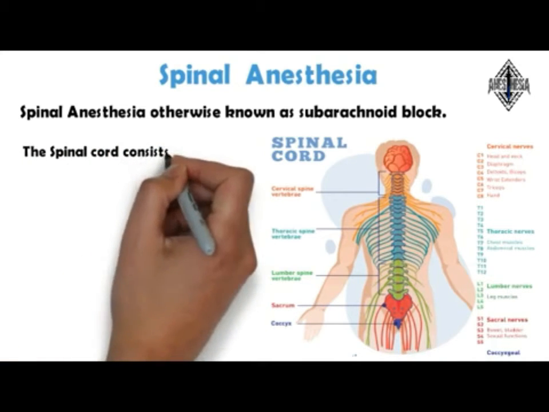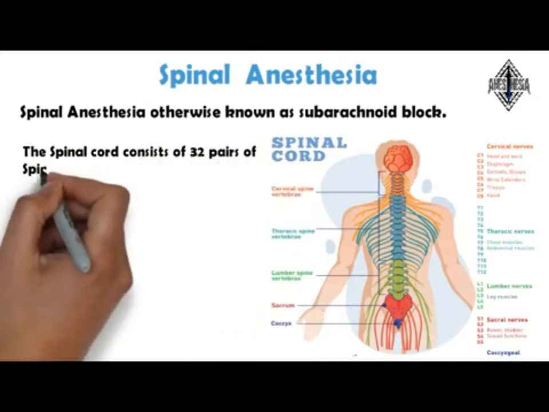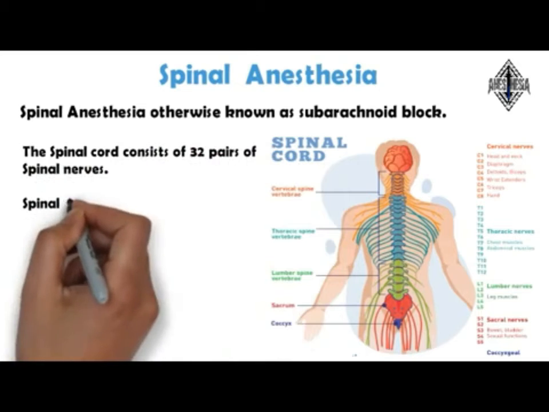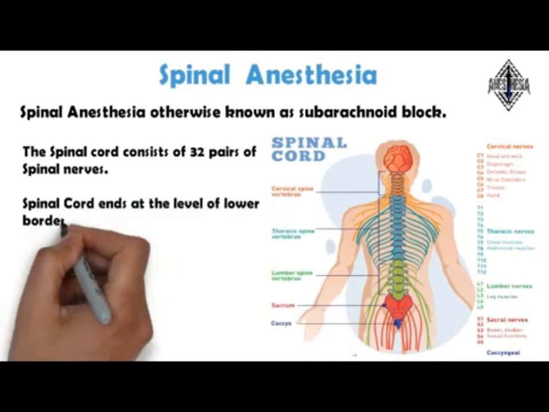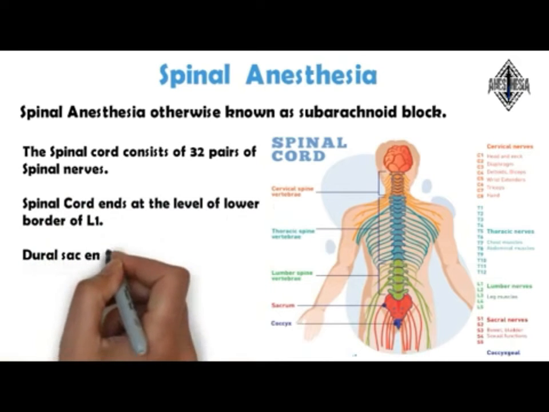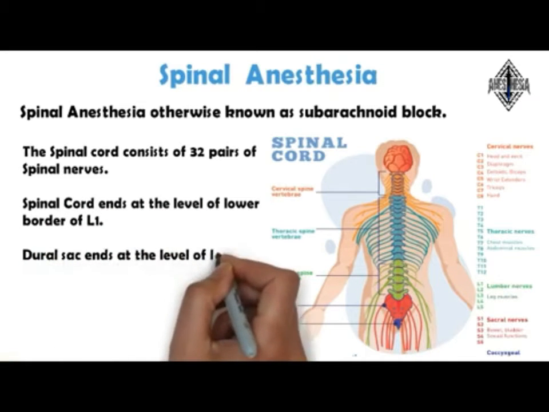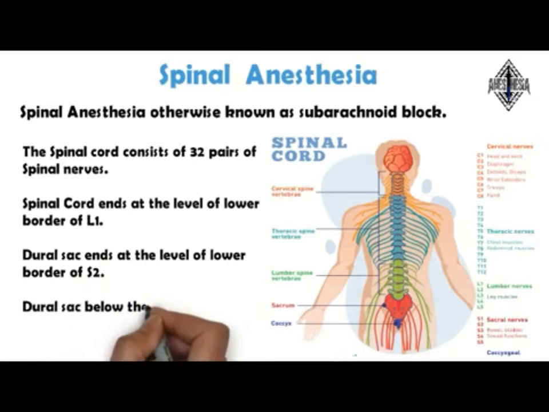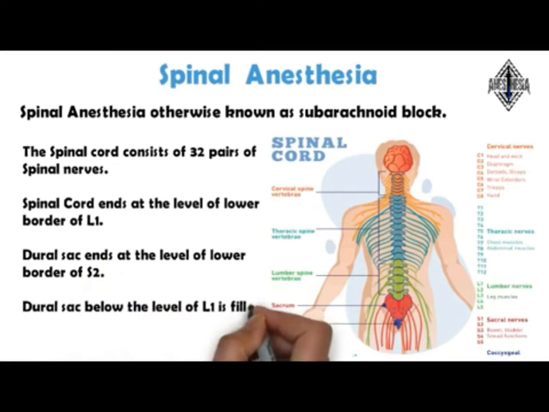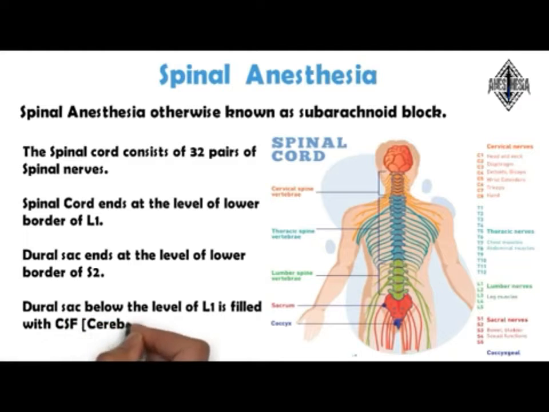The spinal cord consists of 32 pairs of spinal nerves. The spinal cord ends at the level of the lower border of L1. The dural sac ends at the level of the lower border of S2. The dural sac below the level of L1 is filled with CSF, cerebrospinal fluid.